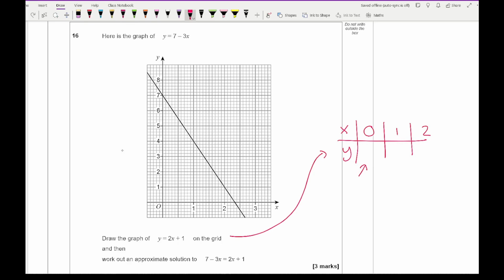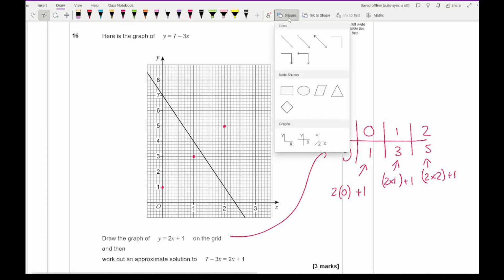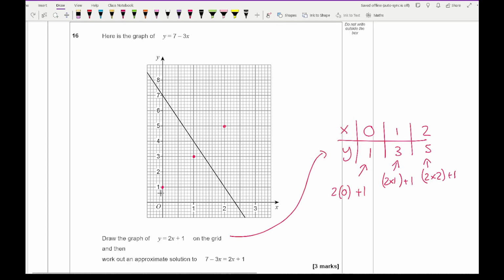Then this number here is going to be 2 times 0 plus 1. So 2 times 0 is 0, plus 1 is 1. 2 times 1 is 2, plus 1 is 3. And 2 times 2 is 4, plus 1 is 5. So then from this, I just got to plot those coordinates. So I've got 0, 1, which is here, 1, 3, which is there, and 2, 5, which is there. And then all that's left for me to then do is to draw a straight line through those 3 points.